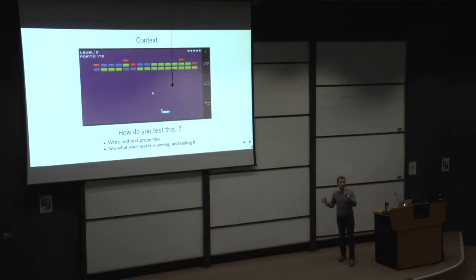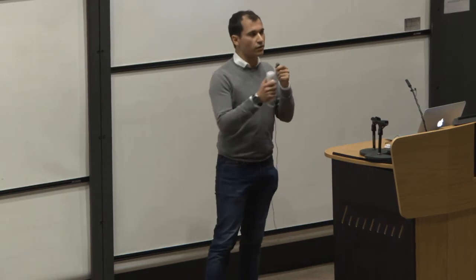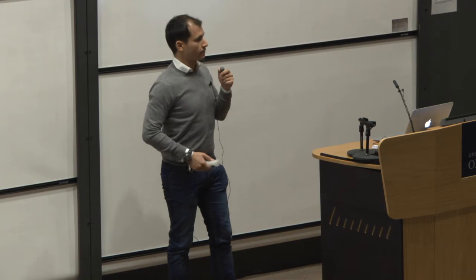So first, this is what we're talking about. We're talking about Haskell games running on desktop or mobile, and what we want to answer is, how do you write a test for something like this? What does it mean when the test is passed? And also, if your user sees a bug, how can you reproduce that bug?